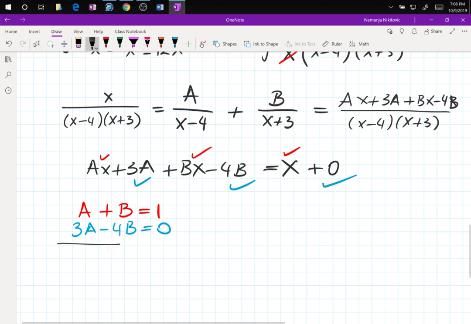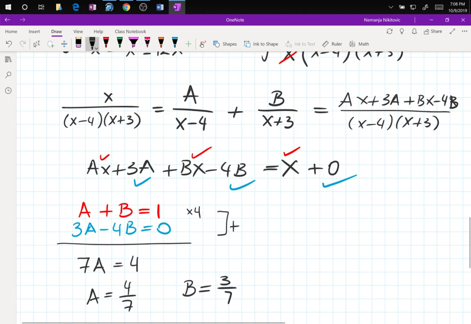Multiply the top equation, say, by 4 to kill the B's, and then add them. It's going to be 7A is equal to 4. From where A is equal to 4 over 7. And if A is 4 over 7, then B better be 3 over 7, because they need to add into 7 over 7, which is 1. For the red equation.